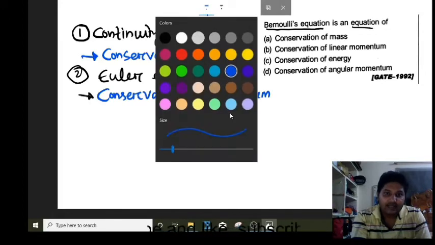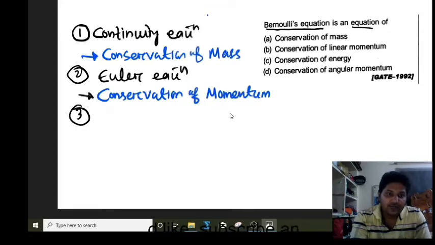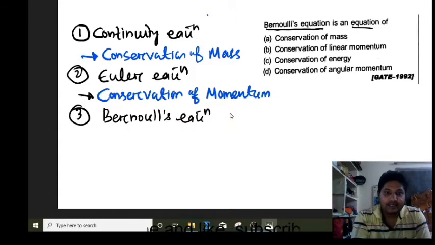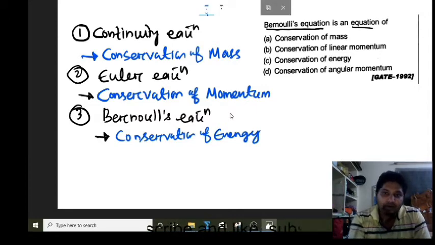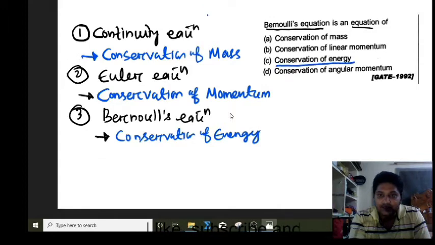And the last equation is the Bernoulli equation. This Bernoulli equation is based upon the conservation of energy principle, because energy can neither be created nor be destroyed. So the Bernoulli equation generally depends upon the conservation of energy.